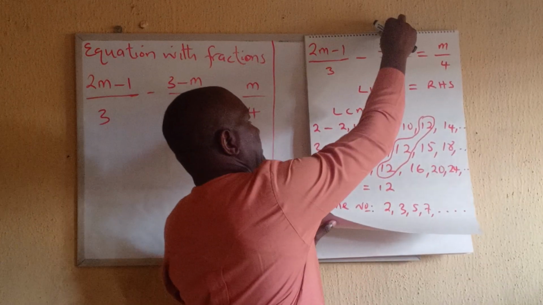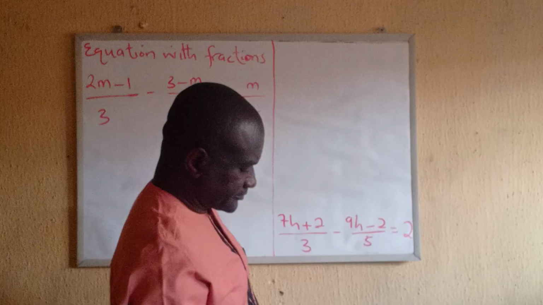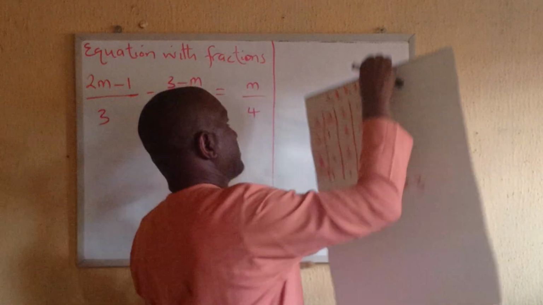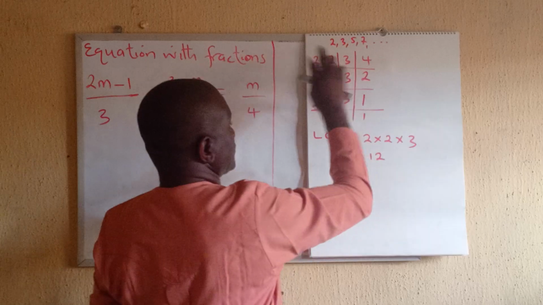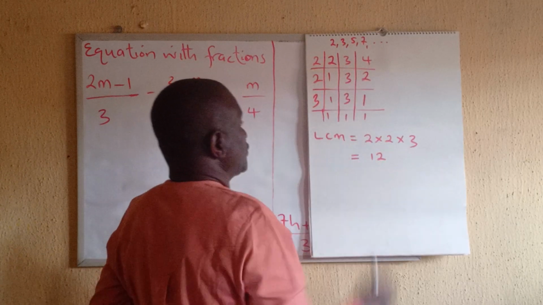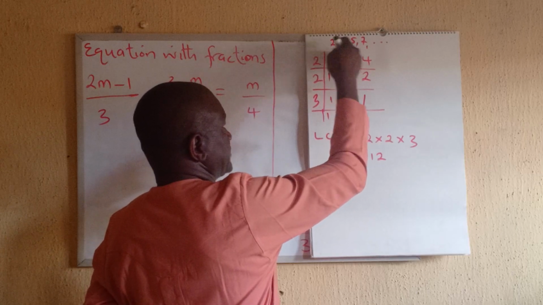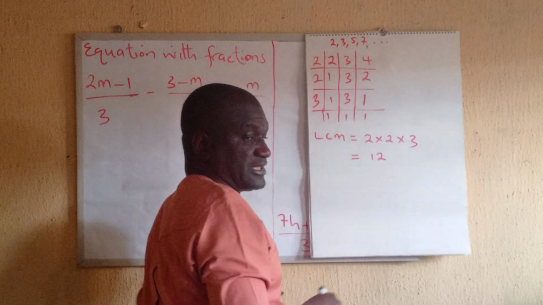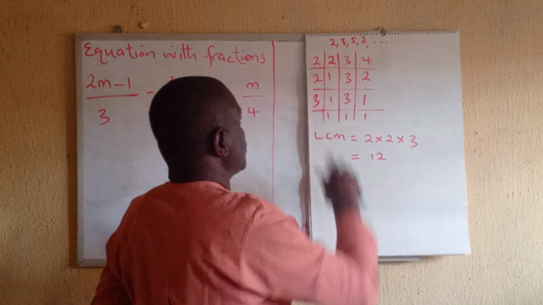So you want to find LCM using the product of prime factors. How do you go about it? The numbers we want to find the LCM of are 2, 3, and 4. You start with 2, you divide numbers that are divisible by 2, and numbers that cannot be divided by 2, you repeat them. That's how it is. So look at it here.